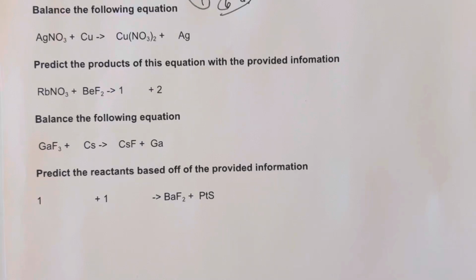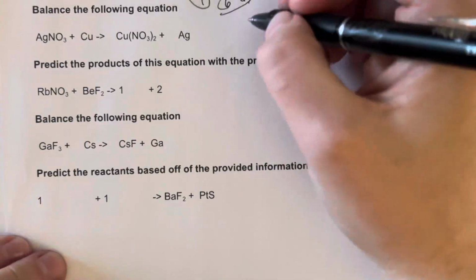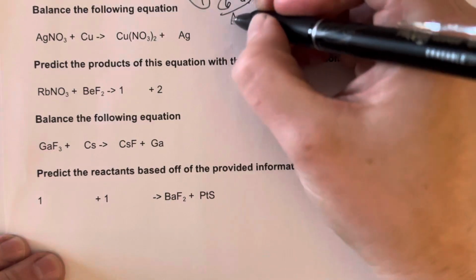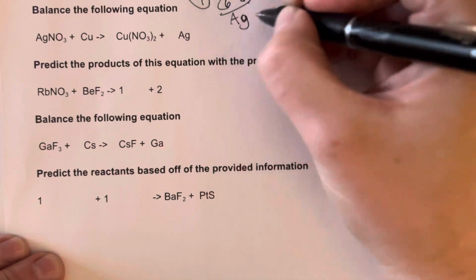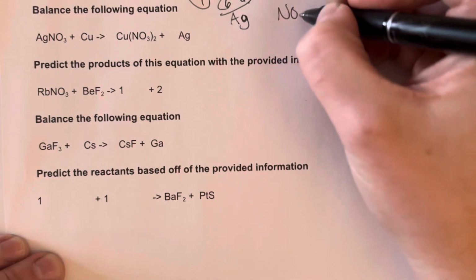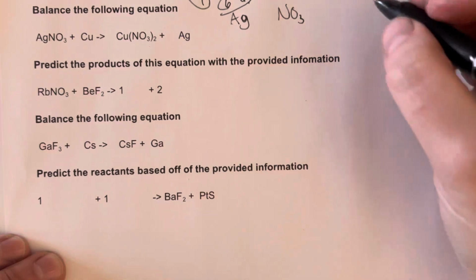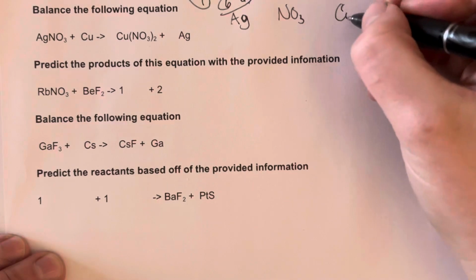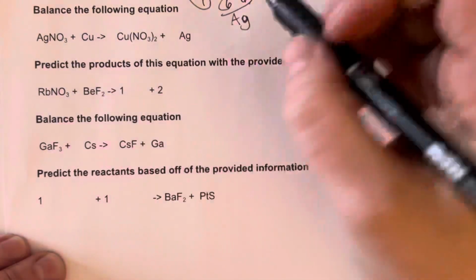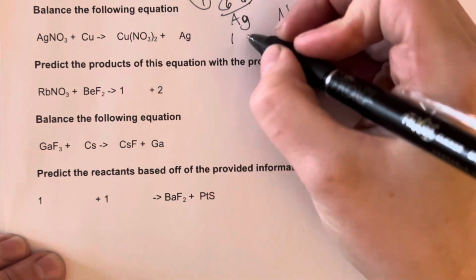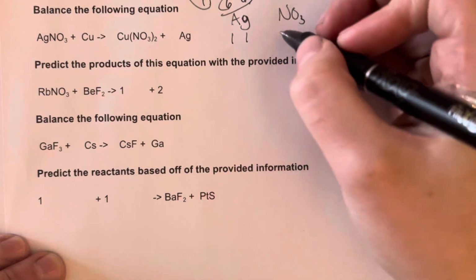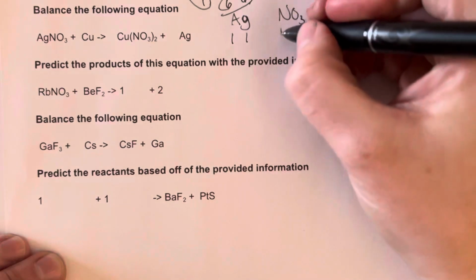Balance the following equation. Silver nitrate and copper react to form copper II nitrate and silver. So I'm going to go ahead and write out everybody that's present. That would be silver. Nitrate makes it through intact. That's the NO3. So I can go ahead and count that as a single thing. And then I have copper. Silver on the left, I have 1. Silver on the right, I have 1. Nitrate on the left, I have 1.